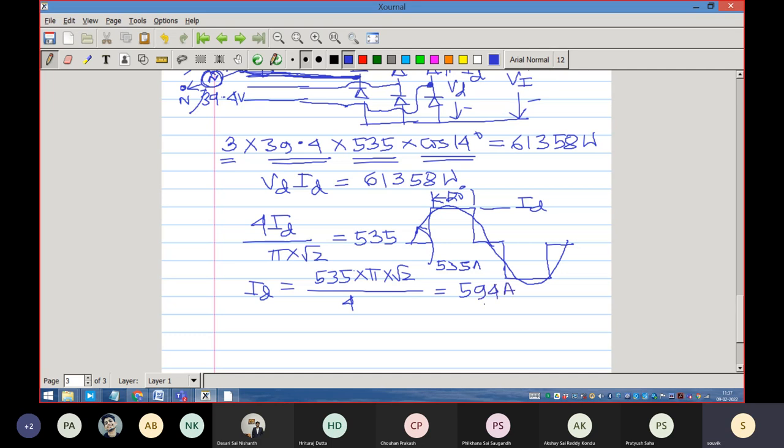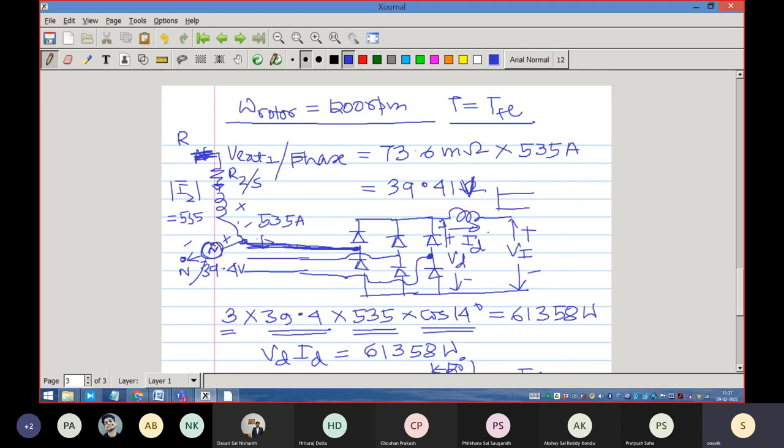594 ampere is the DC current developed here, which will be used by the current source inverter to give it back to the line side. So there will be a current source inverter here. Inverter means thyristor converter. These are thyristor converters conceptually, like three phases, which will have a firing angle alpha. And then what happens? This is the DC side. They develop AC voltage, and that AC voltage will be given to the grid.